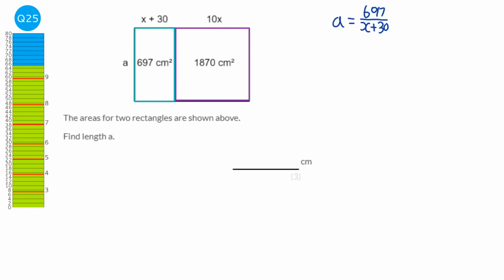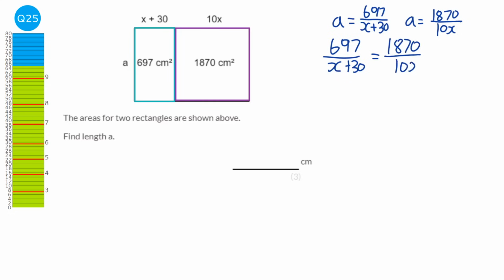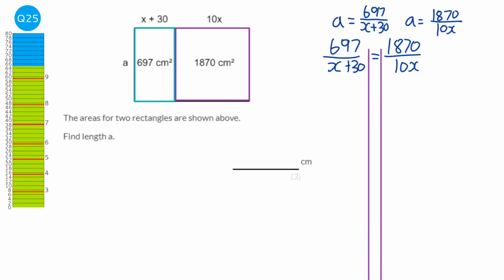Now let's focus on the other rectangle. This time we have A equal to the area of it, which is 1870, divided by the 10x. Now because both of these are equal to A, we can get both of these fractions equal to each other. And what we can do is work out what x is going to be. So the first thing I'm going to do is put my lines in because we are looking to solve. This is probably going to take a while.